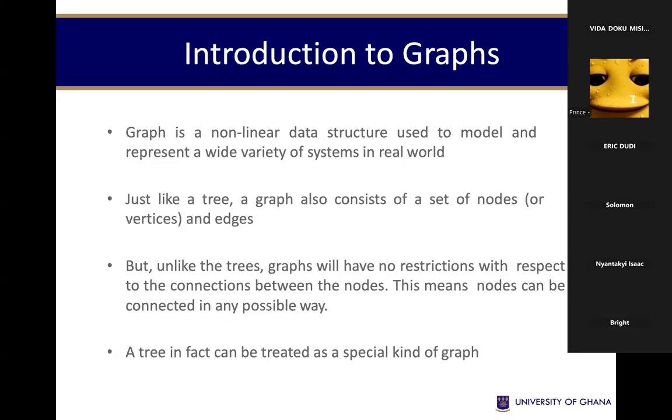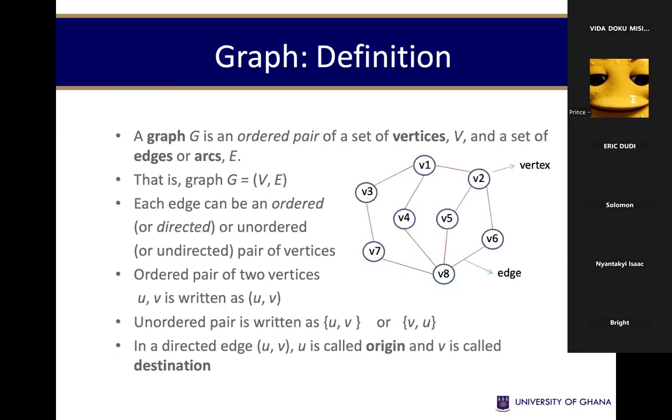One thing you also have to know is that a tree is in fact a type of graph, okay? Since a tree is a type of graph, we should be able to understand what type of graph it would be. So we're going to look at the type of graph a tree is, and that's what we also have to understand today.